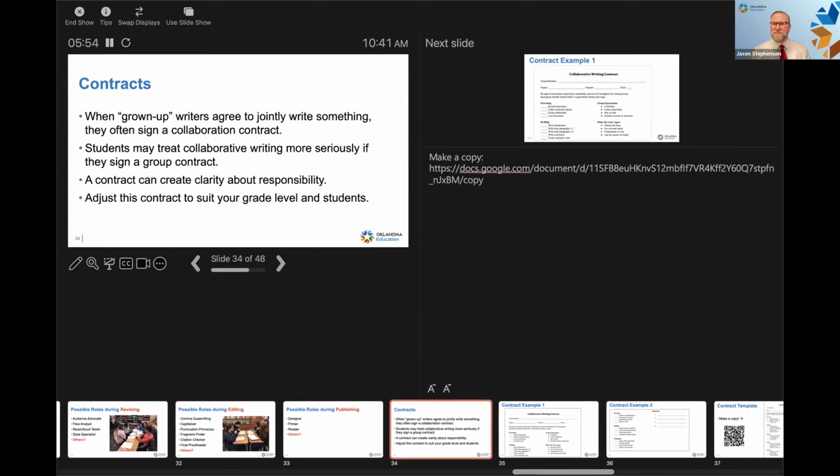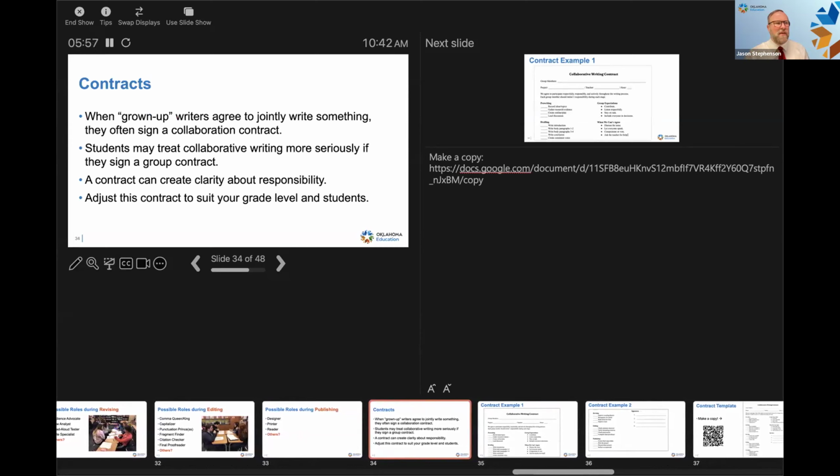Okay, so let's move on to contracts. This is kind of intense to talk about, but when grown-up writers out in the real world agree to jointly write something, they often do sign a collaboration contract. So if you were to introduce this concept in your class, students might treat their collaborative writing assignments a little bit more seriously. If they sign a group contract, they also might have less anxiety knowing what exactly they were and were not responsible for.